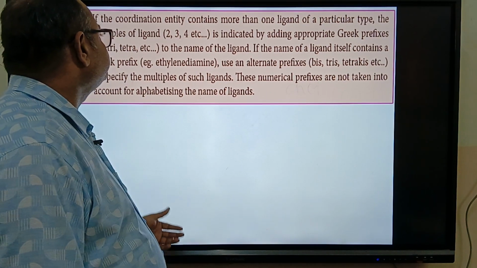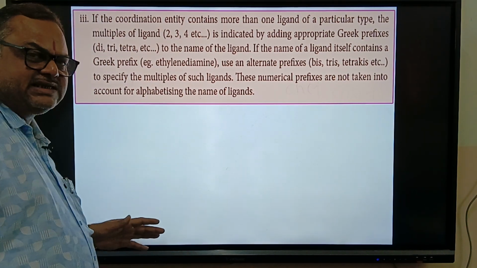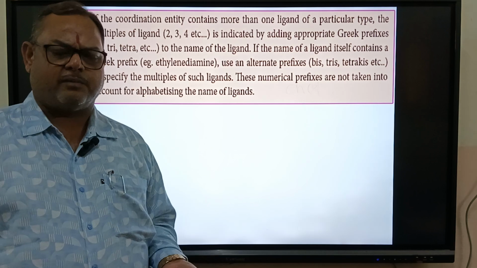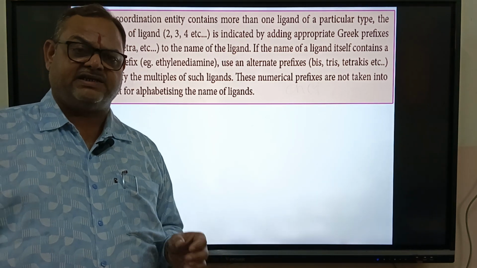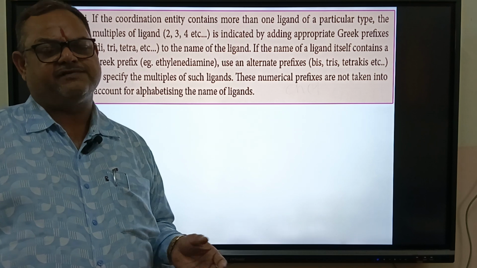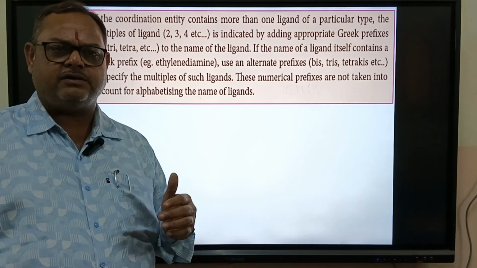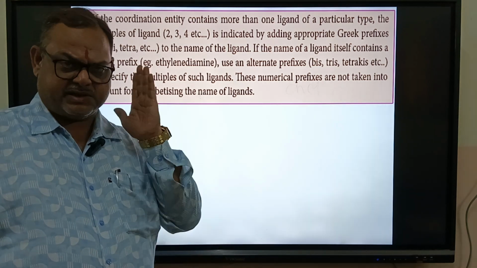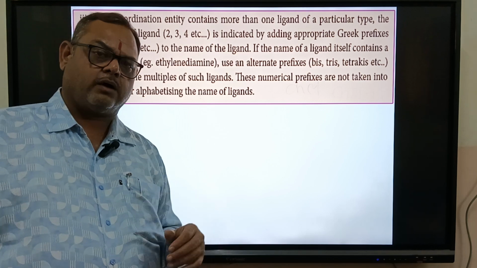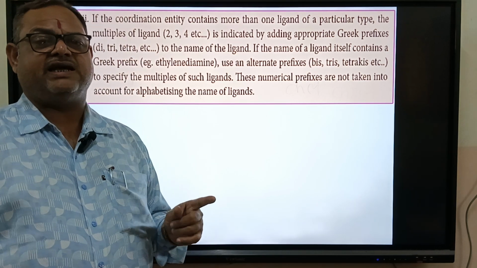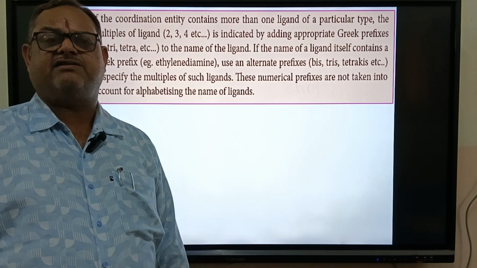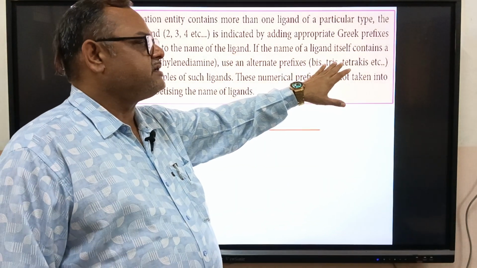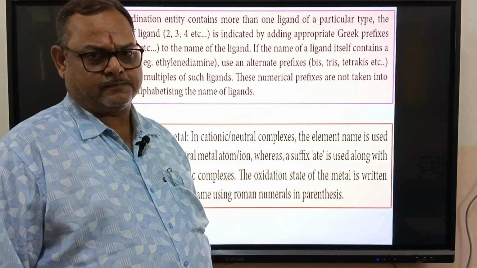Now, in case the same type of ligand is present more than once in the same complex, then we use numerical prefixes to indicate its number. For example, if some ligand is present twice, we write di. If it is present thrice, we write tri. If it is present 4 times, we write tetra, and so on. But in case the name of the ligand already has a numerical prefix like di, tri, tetra, etc., then we will be using numerical prefixes such as bis, tris, tetrakis, and so on.